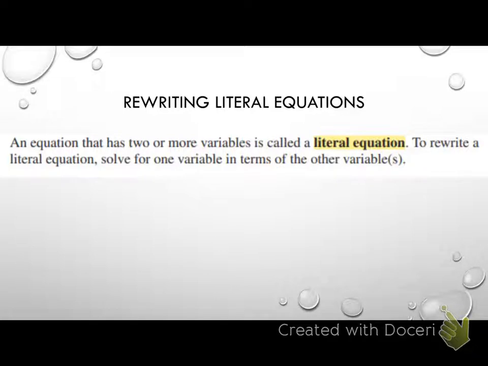An equation that has 2 or more variables is called a literal equation. To rewrite a literal equation, solve for one variable in terms of the other variable or variables. So a literal equation is an equation that has 2 or more variables.